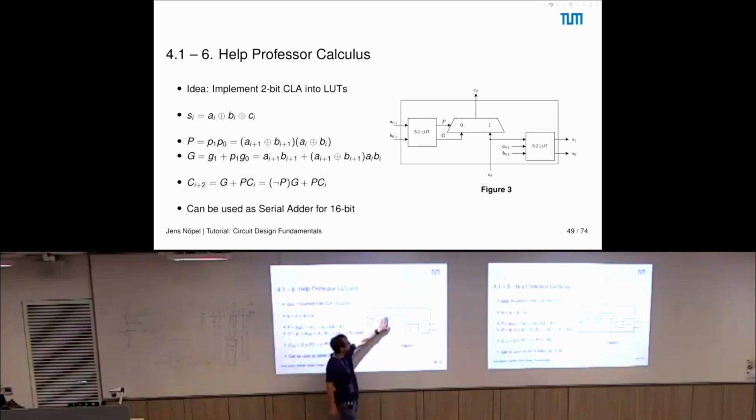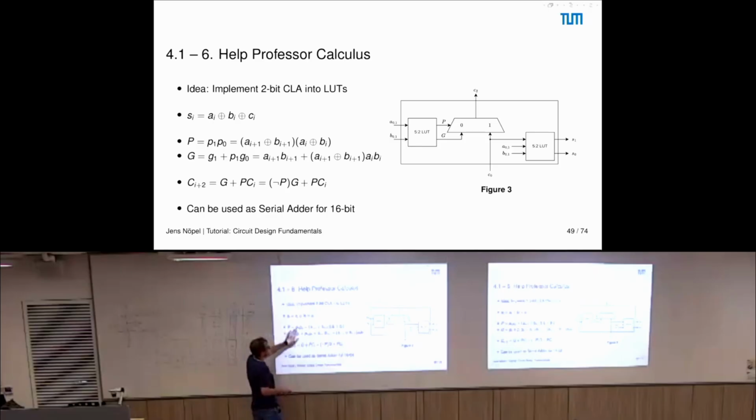We have 2 outputs, P and G. So this is the nice thing about lookup tables: you do not really care what logic functionality you want to realize. You only need to think about how many inputs you have, how many outputs, and whether you can realize them using your lookup table.